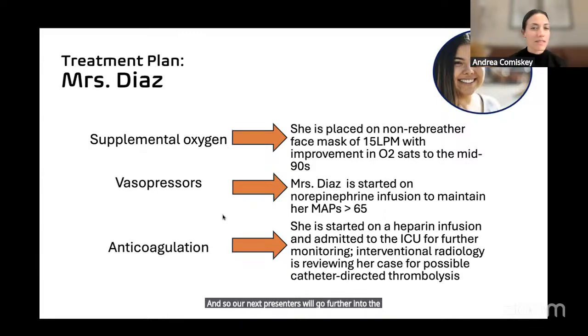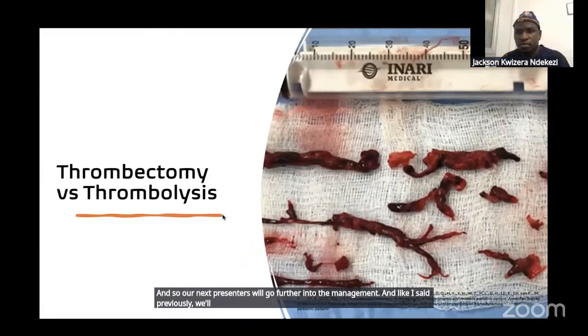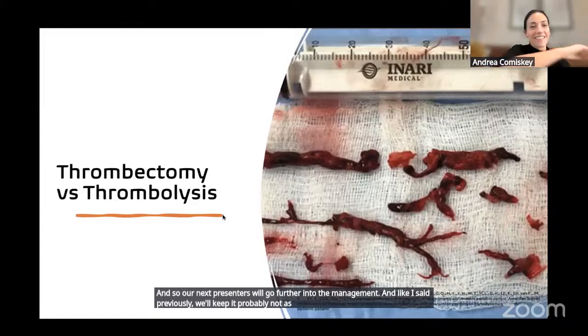And so our next presenters will go further into the management. And like I said previously, we'll keep it probably not as in depth as you would like, given our time constraints.